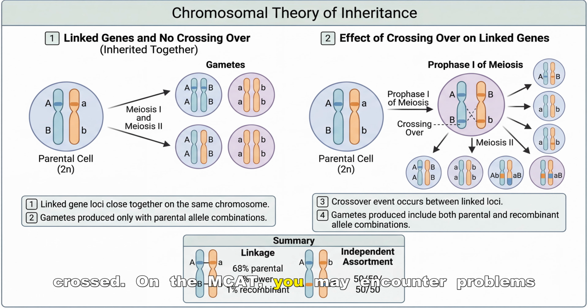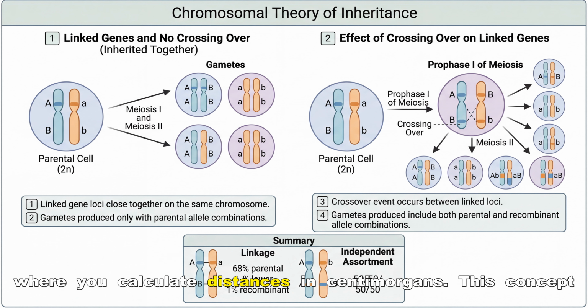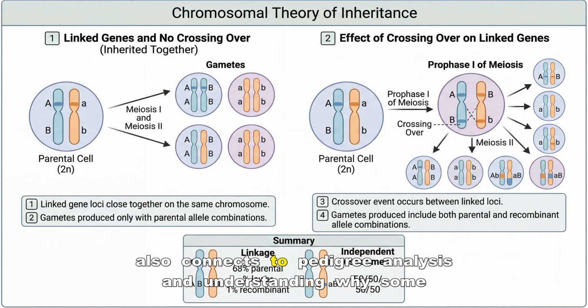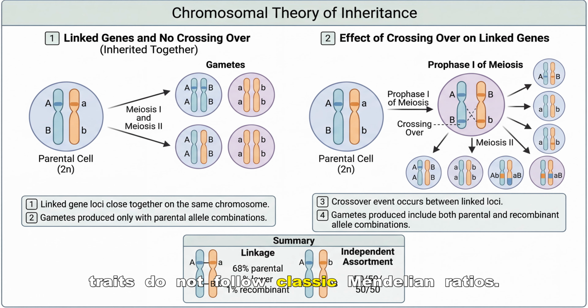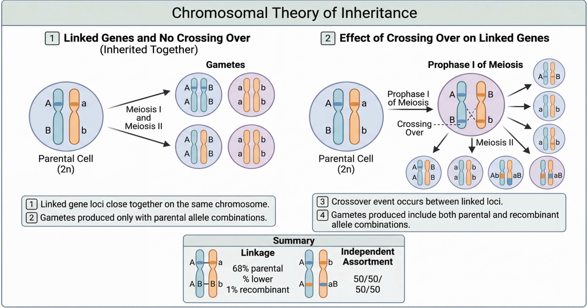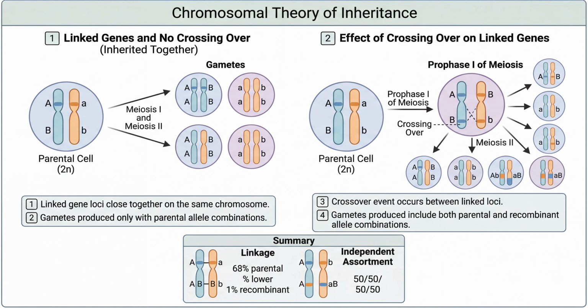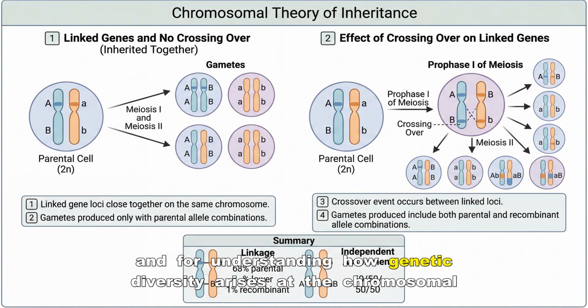On the MCAT, you may encounter problems involving recombination frequencies or genetic mapping, where you calculate distances in centimorgans. This concept also connects to pedigree analysis and understanding why some traits do not follow classic Mendelian ratios. Recognizing the difference between independent assortment and linkage is crucial for interpreting more complex inheritance patterns and for understanding how genetic diversity arises at the chromosomal level.